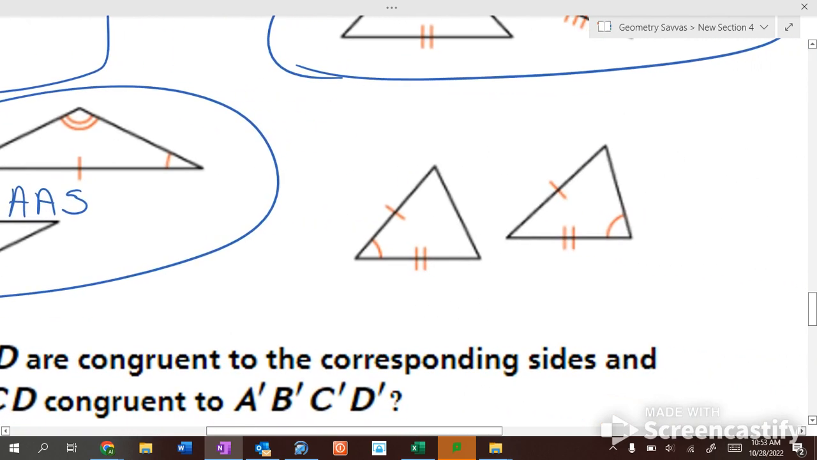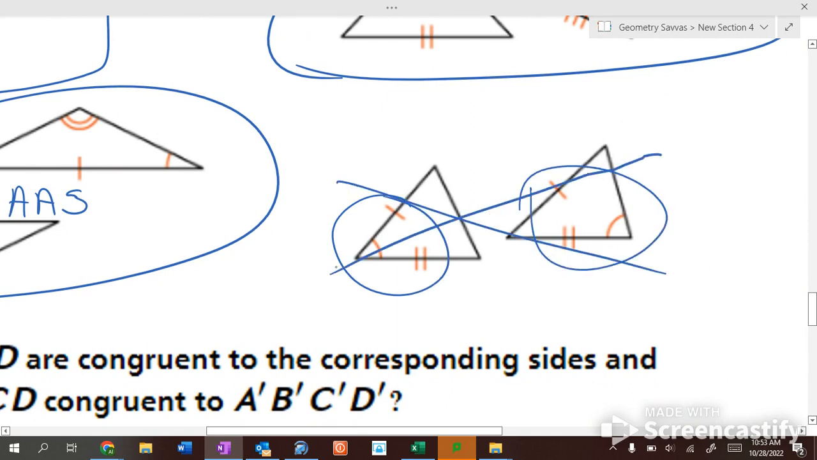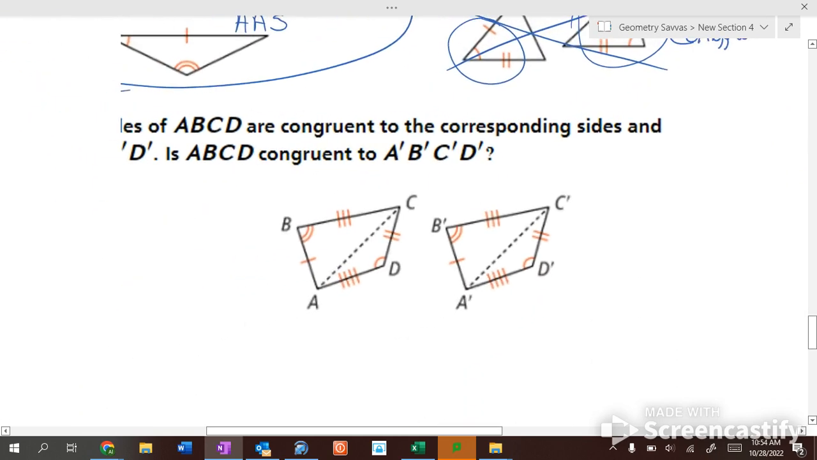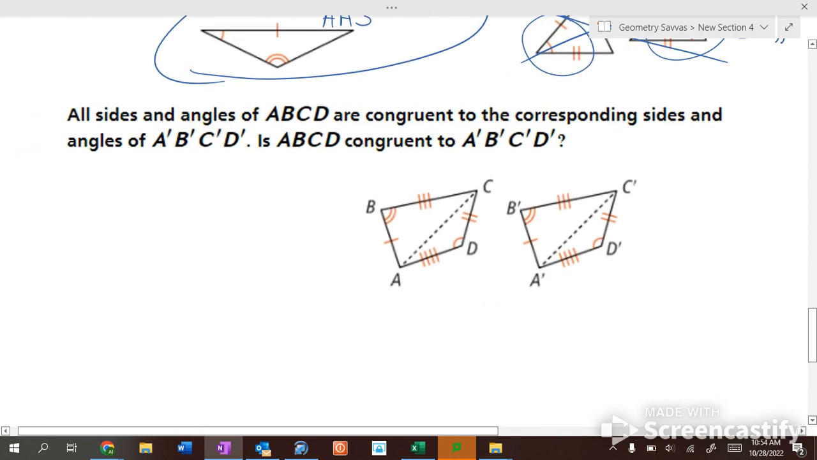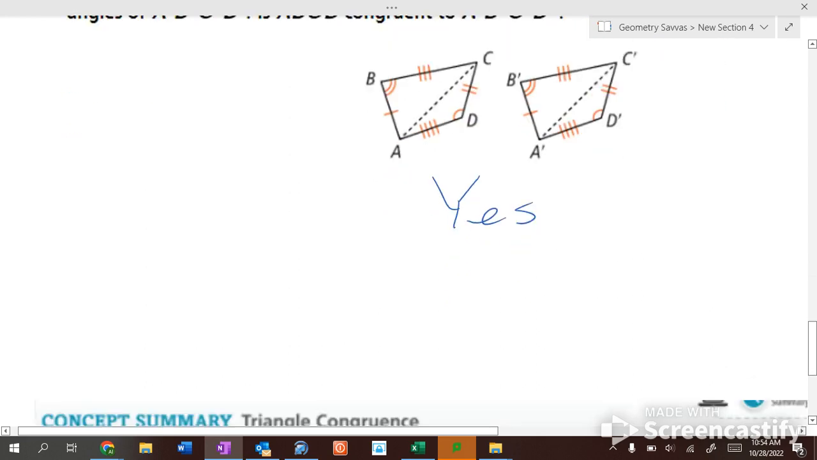Okay, what about this one? This is side, angle, side on this one, but is it side, angle, side on this one? No, these are not congruent. Okay, that doesn't work. Okay, all sides and angles of ABC are congruent to the corresponding sides of these. Are these two objects going to be congruent to each other? And the answer is yes. Anything that has all its sides and all its angles congruent are going to be congruent to each other.